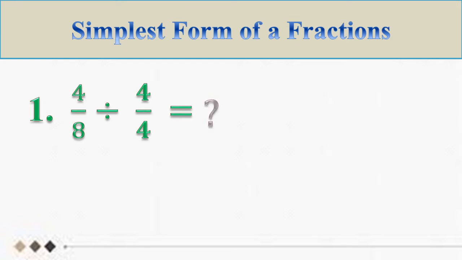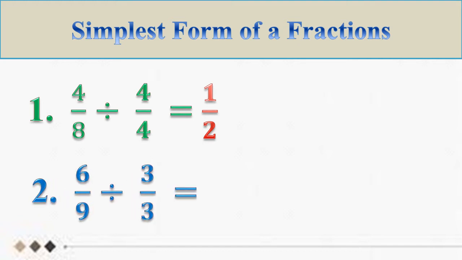We are going to find the simplest form of a fraction. First one, 4 by 8 divided by 4 by 4 means we'll get, what is that answer? When you divide 4 by 4, we'll get 1, and when you divide 8 divided by 4, we'll get 2. So we can write 1 by 2.